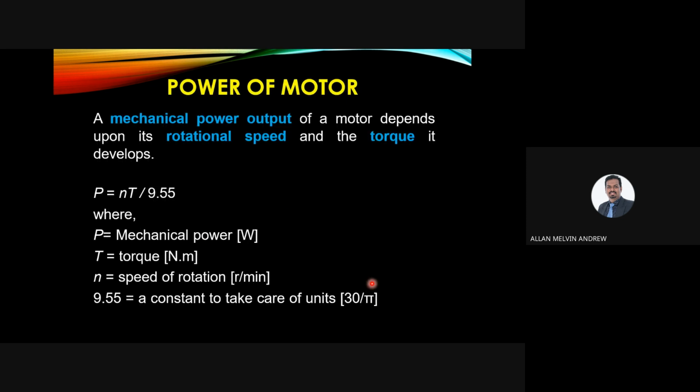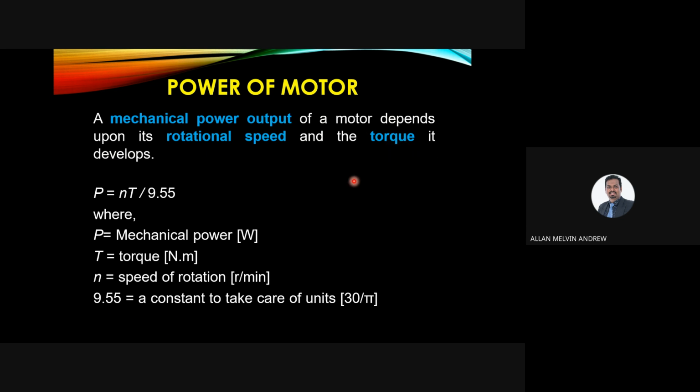Okay, so power of motor. The mechanical power output of a motor depends upon its rotational speed and the torque it develops. When we are choosing a motor, we need to know the power of the motor. We always have the power input and also output, and the power output depends on rotational speed and also the torque it develops.